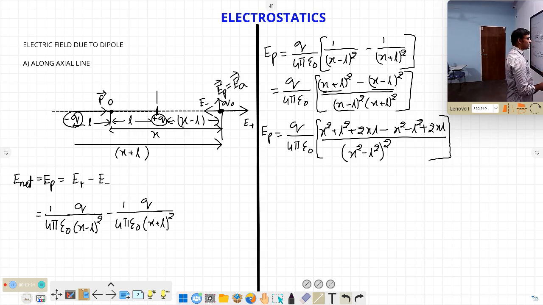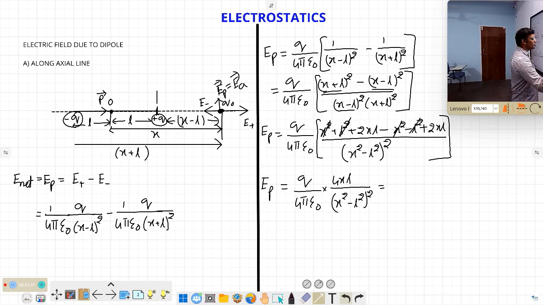Now in this case I can cancel the plus x square minus plus l square minus l square. Remaining, I can write the electric field intensity at that point as E equals Q by 4 pi epsilon naught into 4xl by (x square minus l square) whole square.